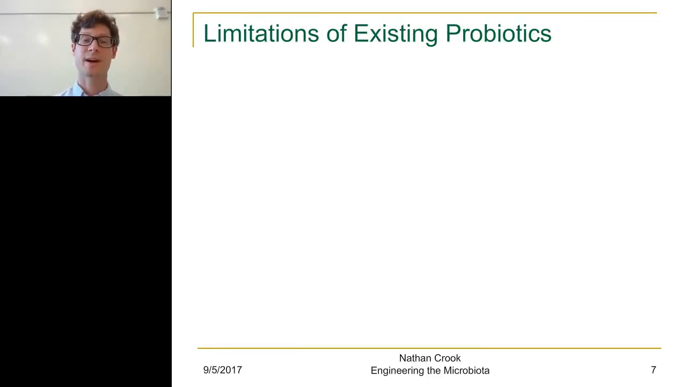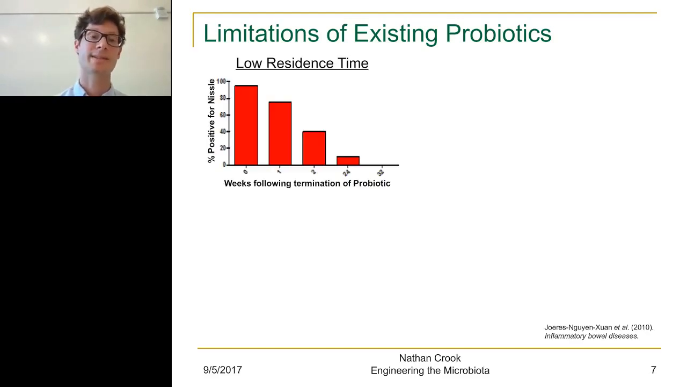Now, unfortunately, these probiotics are natural organisms. They have a certain amount of limitations to them if you want to use them for therapies. One of them is a low residence time within the gut. What I'm showing here is a graph of E. coli Nissle abundance over time in individuals who took this probiotic. As you can see, as the weeks go on in this study, the percentage of individuals who were positive for E. coli Nissle steadily dropped. And this is a problem because E. coli Nissle is commonly taken for treatment of inflammatory bowel disease, which is a chronic condition. So if you have a chronic condition, you want a chronic treatment, and probiotics do not satisfy that criteria.